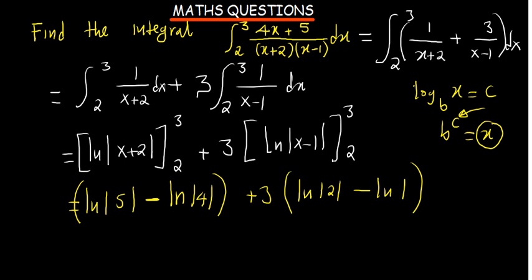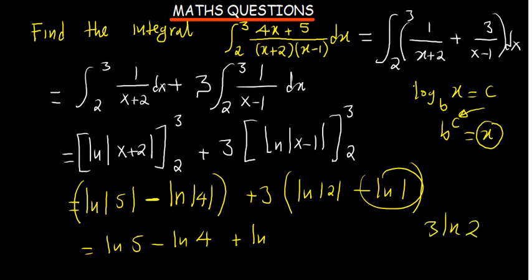So this is going to give us natural log of 5 minus natural log of 4 plus natural log of 2. Remember, this one is a 0, so it's not there. So all you have is 3 natural log of 2. This 3 can go on top here as a power, isn't it? So it becomes 2 to the power 3, which is 8. So that will be natural log of 8.